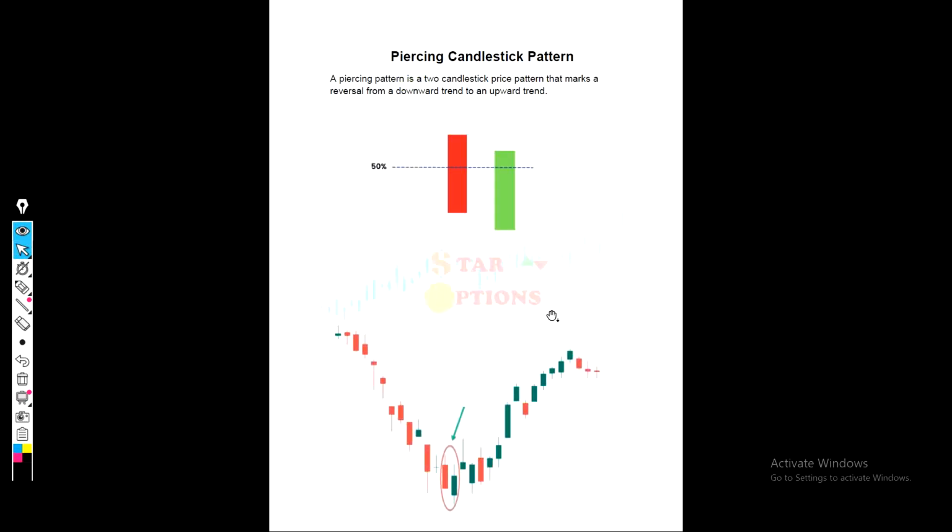Next is the piercing candlestick pattern. So the first one, you can see, is a bearish candle, a red candle, and then if the next candle pierces or takes out 50% of its previous candle, then we'll see this as a piercing candlestick pattern. So for this particular bearish candlestick, 50% of its body is taken out by the following green candle. This is a bullish chart pattern, and this is one example of that.